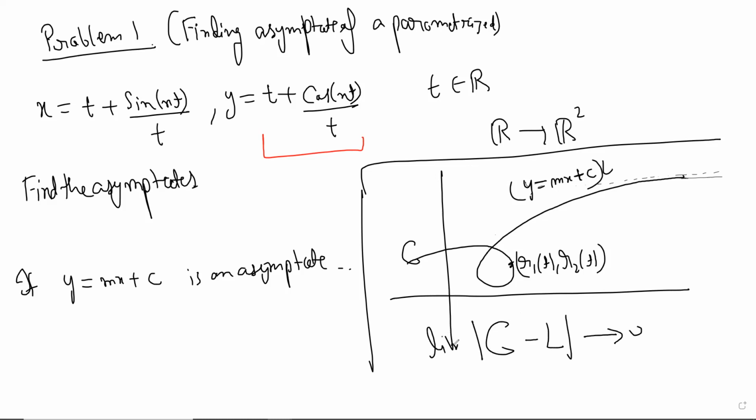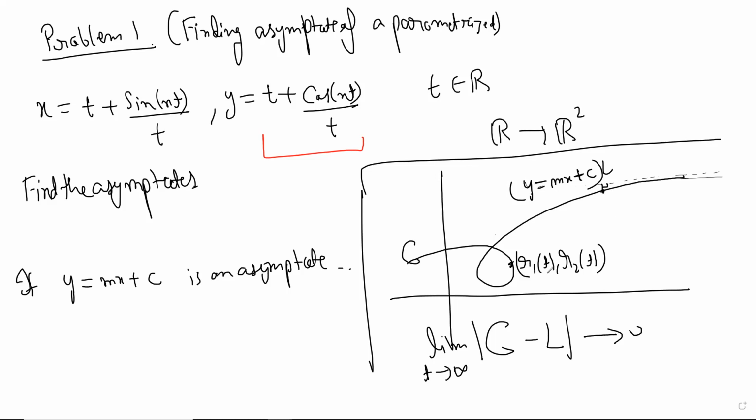As t goes to some point, it could be a finite point also. I mean, it could be t equal to some a if there is a vertical asymptote, right? But otherwise, let's keep it as t going to infinity. So this is really what the definition should be. Like at this point (r1(t), r2(t)), the distance from here to the line goes to 0.